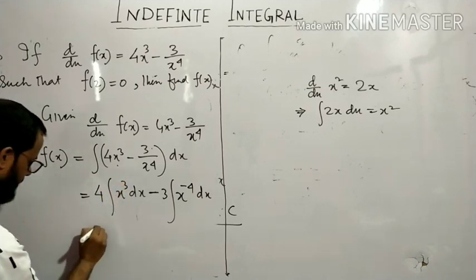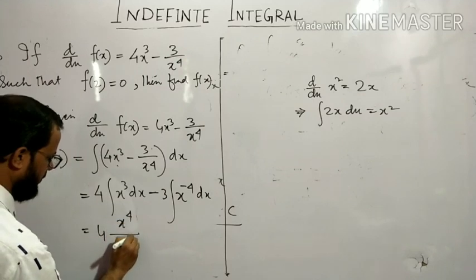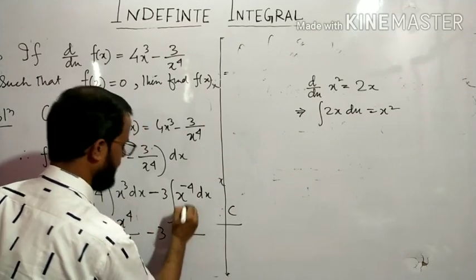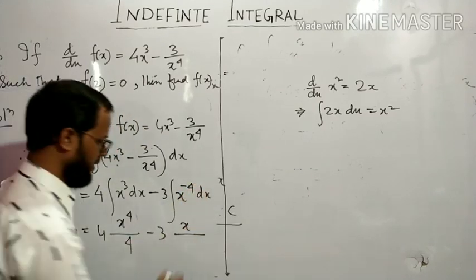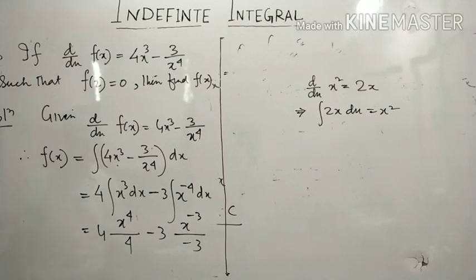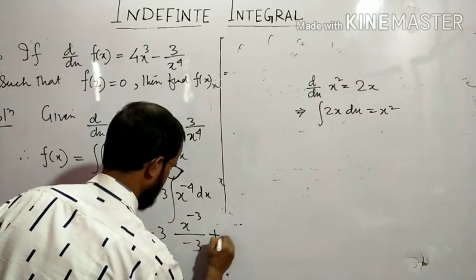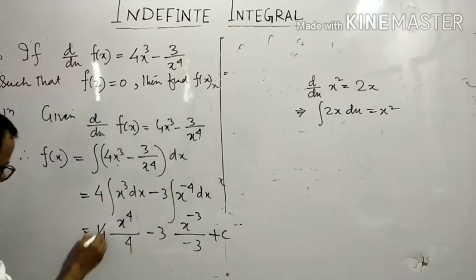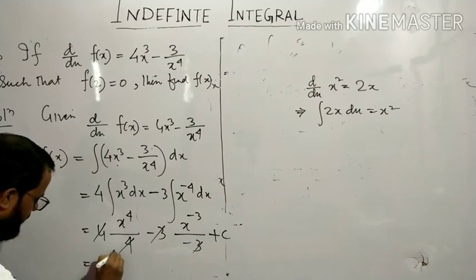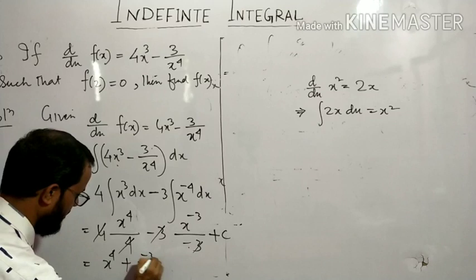What is the formula? x to the power 3 plus 1 means x to the power 4 by 4, minus, what will happen? x to the power what? Minus 4 plus 1 means minus 3, divided by minus 3. Okay, plus c. When integration is finished, you have to add a constant. So this will cancel, this will also cancel. Finally, what is happening? x to the power 4, minus becomes plus, plus x to the power minus 3 plus c.